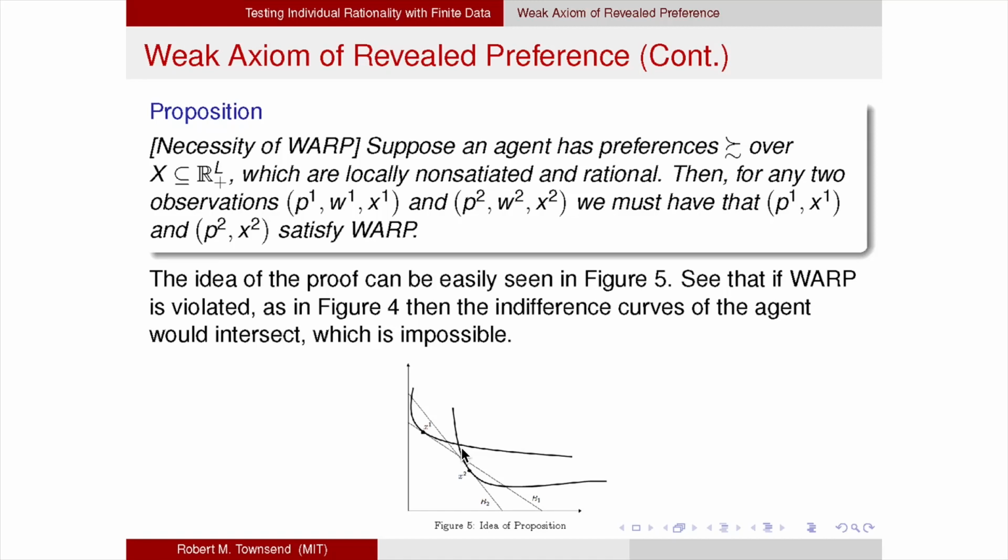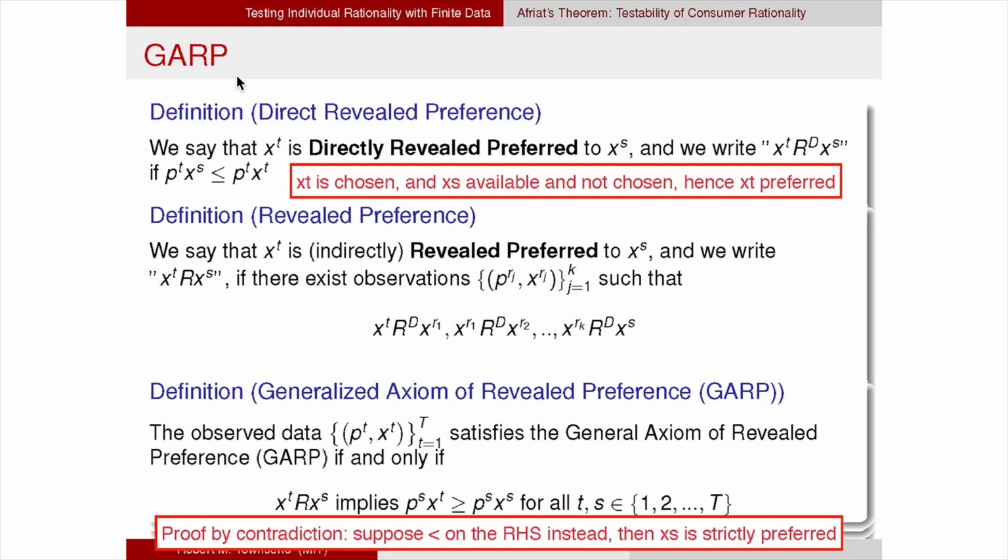So in conclusion, for the weak axiom, if the agent has preferences which are locally non-satiated and rational, then given observations on prices, expenditures, and wealth, you must have that the pairs of data points satisfy this weak axiom of revealed preference, WARP. Okay? All right, so now we want to generalize.